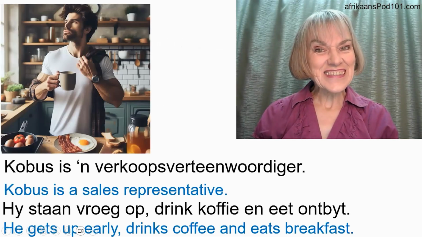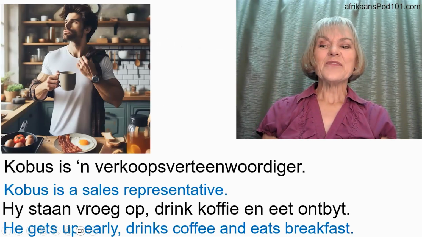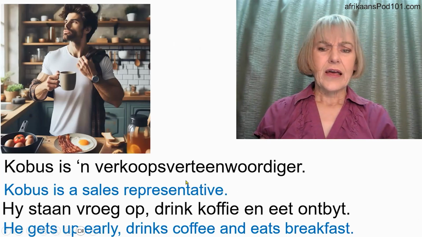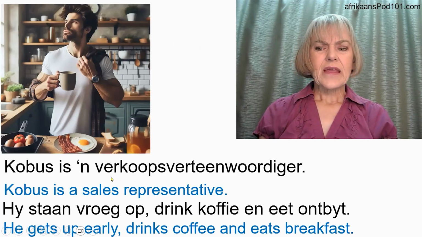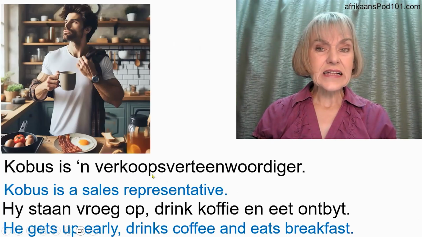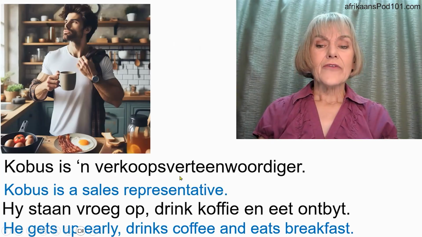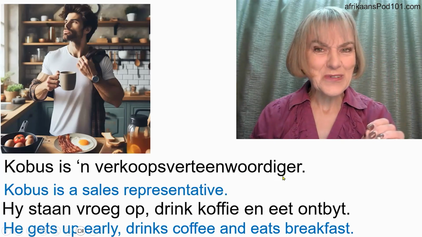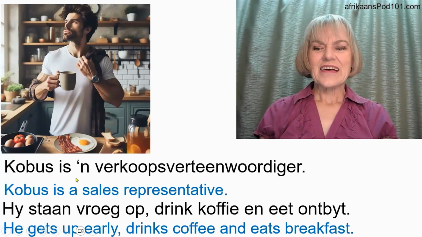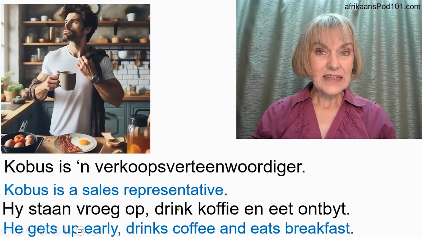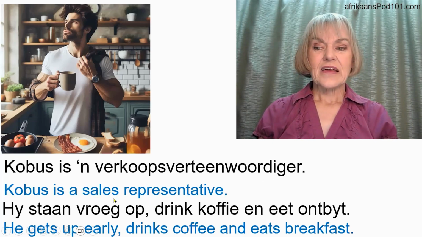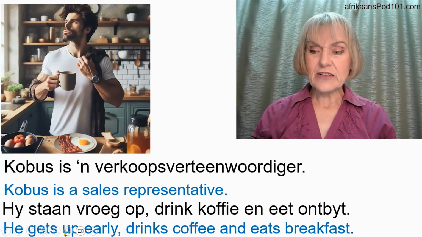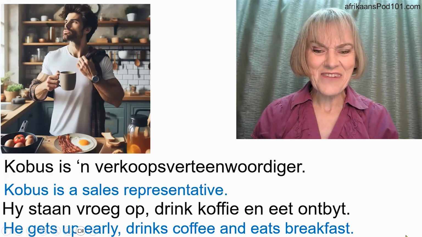Right, so let's do the translation. So, Kobus is a verkoopsverteenwoordigheid. I know this is a terribly long word, but folks, don't get a fright. Verkoop means sales or sell. Verteenwoordiger is a representative. I will break it down further towards the end of the lesson, okay? So, he's a sales rep, basically. That's what we call it, a sales rep. So, hy staan vroeg op, drink koffie en eet ontbyt. You see the English there, so you can read it yourself.